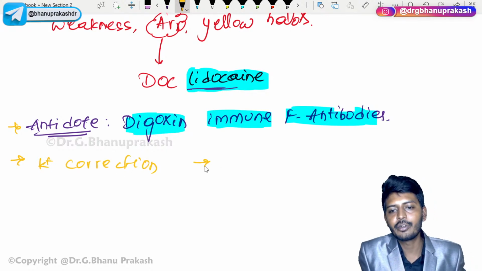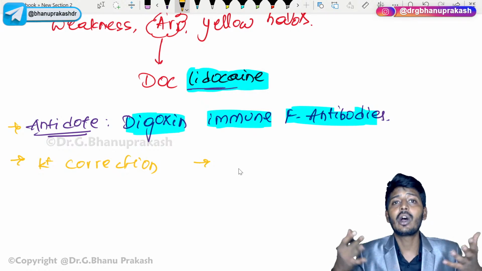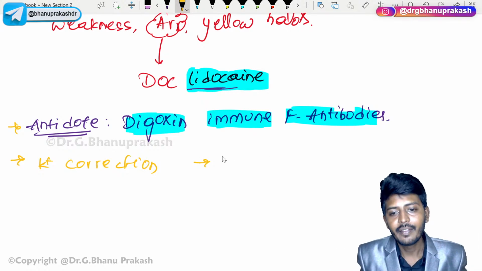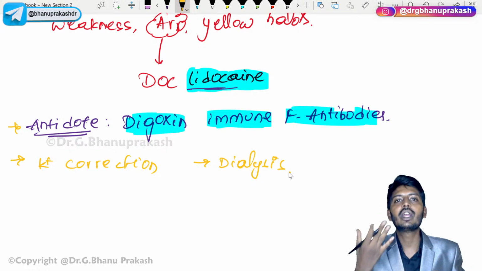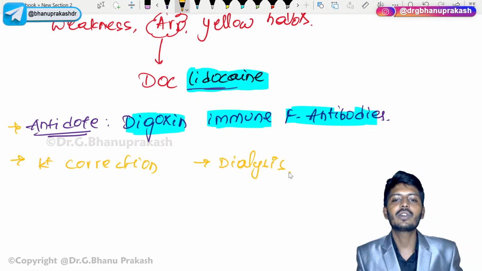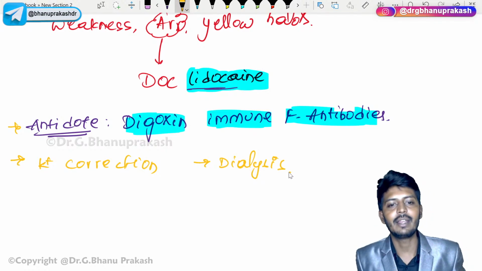Potassium level correction should be done immediately. And if the digoxin overdose is too much, then we can also consider dialysis. So they can ask you, all of the following are used in the treatment of digoxin toxicity except, so at that time it's very, very important to pay your attention.